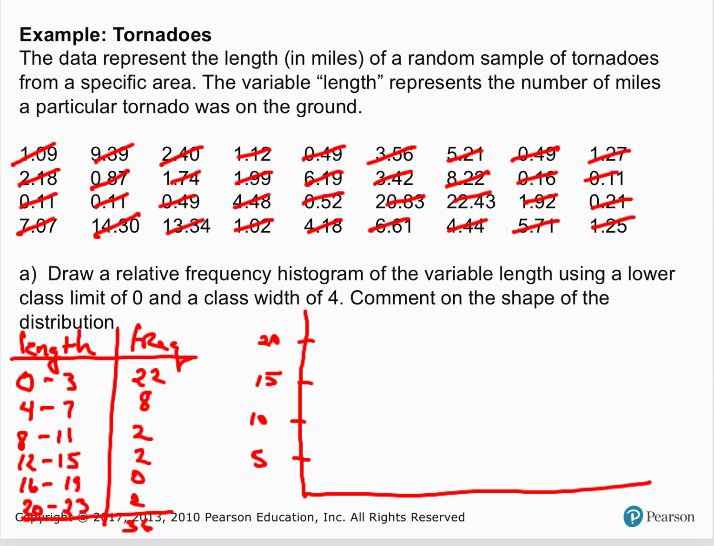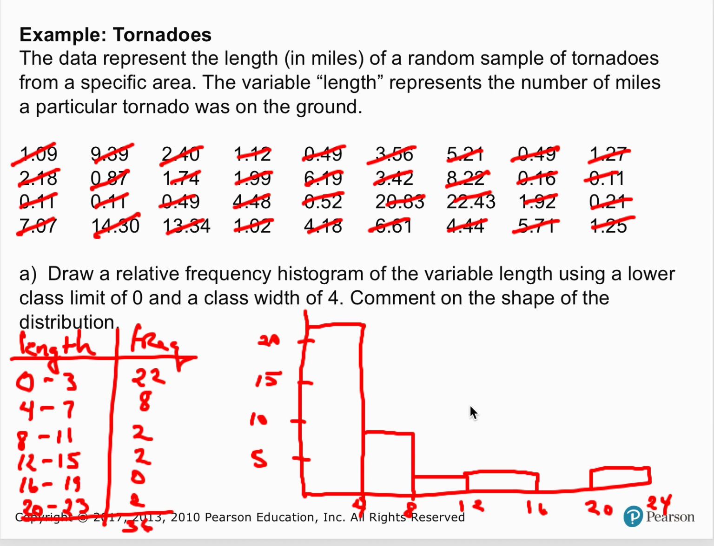Because I'm going to do 0 here, I'm going to do the others. So 4, 8, 12, 16, 20, 24. Okay, 0 to 3, 22. 4 to 7, 8. 8 to 11, 2. And then 2. And then nothing, and then 2.